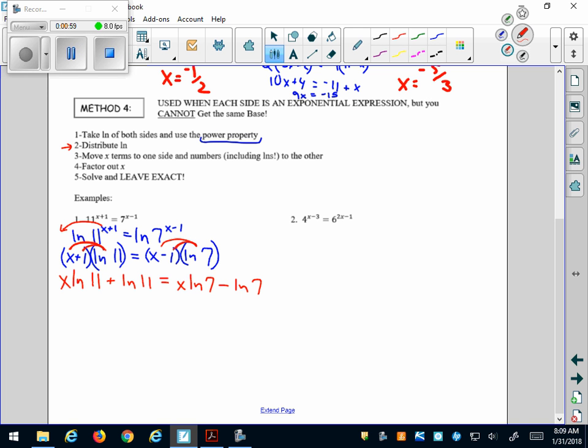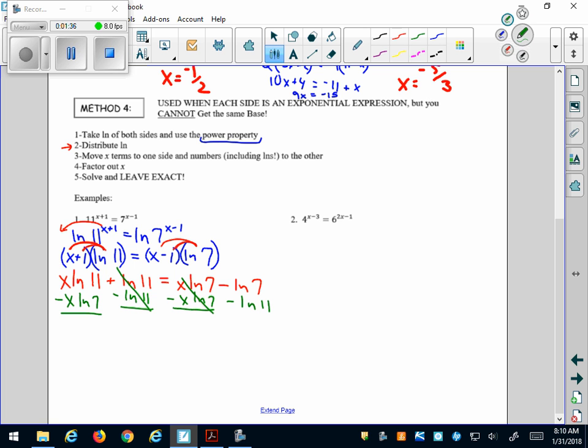Okay, now what we need to do is collect all of the x terms on one side. Anything involving an x is going to be on one side, and anything not involving an x is going to be on the other side. So we can subtract x ln of 7 from both sides. And we'll subtract ln of 11 on both sides. So it'll cancel there.